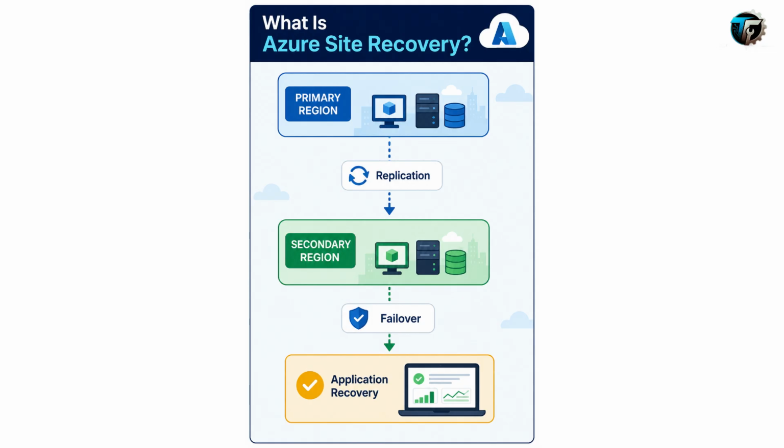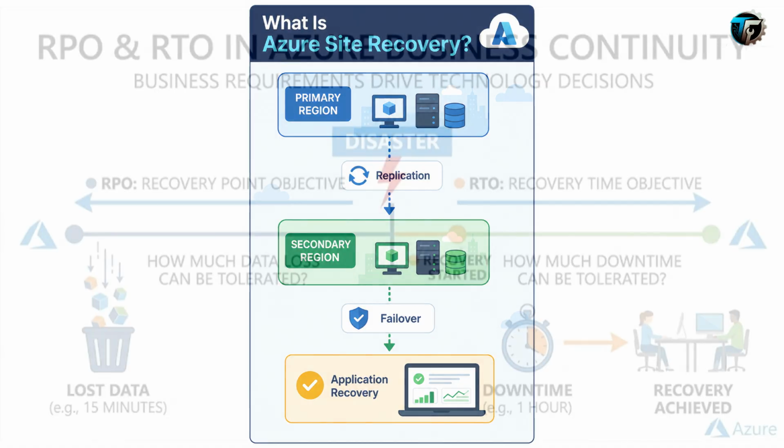The basic idea is straightforward. We have a primary environment. We replicate workloads toward a recovery location. If a disaster occurs, we can initiate a failover. After the primary environment is available again, we can plan for failback. This allows us to design a structured disaster recovery process instead of manually rebuilding everything during an emergency.